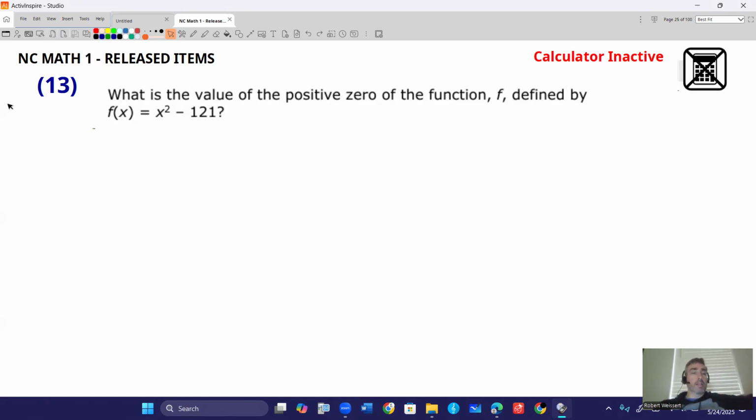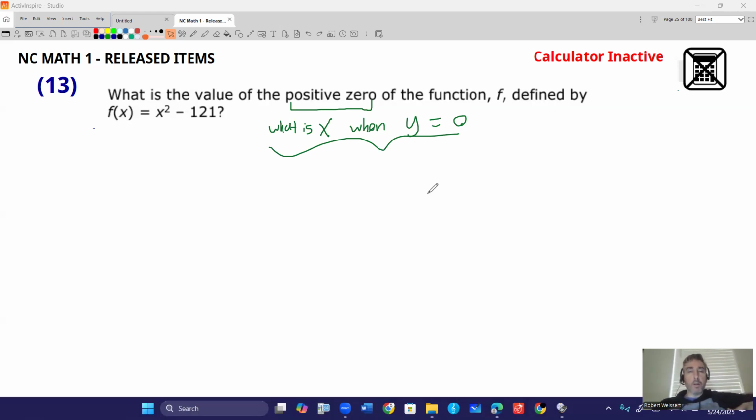So what does it mean to have a positive 0? A 0 of a function is the value of x. So what is x when y equals 0? That's what it's saying. Just a 0 in general. So a 0 is when y equals 0. What is the value of x? Now this indicates that there may be a positive and a negative 0, but regardless, you have to know what y is. When you have a function here, anytime you see f of x or g of x or h of x, p of x, whatever, that's y.